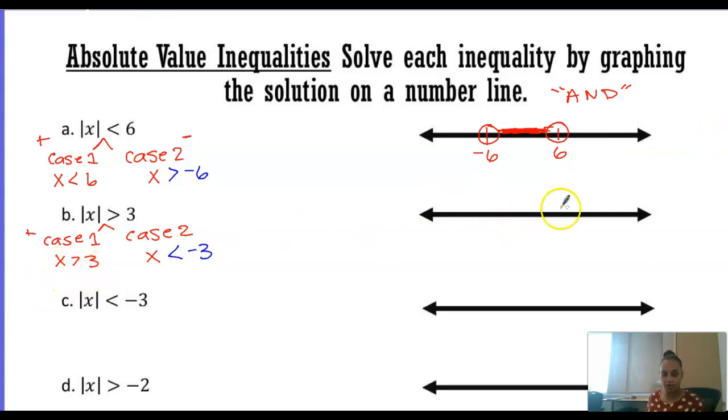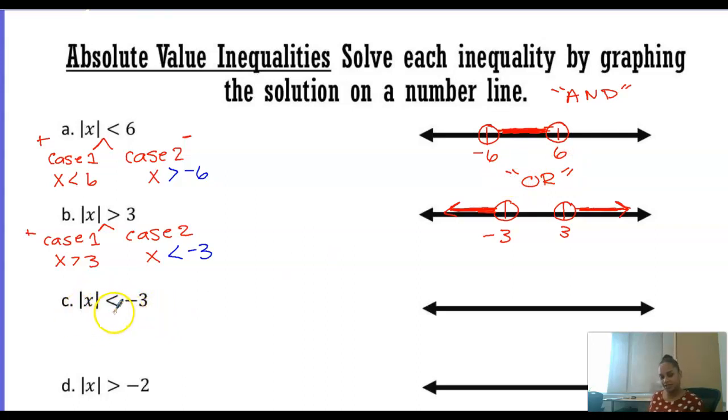X is greater than 3. Put 3 on our number line, put negative 3 on our number line. X is greater than 3: open circle, greater than is to the right. Then X is less than negative 3: open circle to the left. You might have figured it out by now, but this is what "or" would look like.